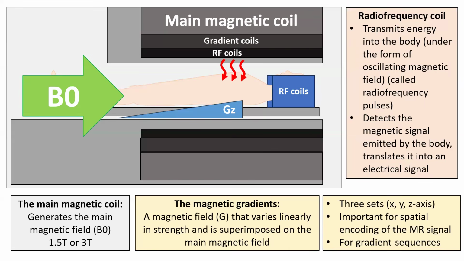And then what I wanted to show you is the radio frequency coil. What is the radio frequency coil? It's a coil that transmits energy in the body under the form of an oscillating magnetic field. That's important, oscillating. So it's like moving, while the main magnetic field and the gradients are basically static magnetic fields, so they don't change. So okay, we transmit energy, but we can also detect magnetic signal emitted by the body.